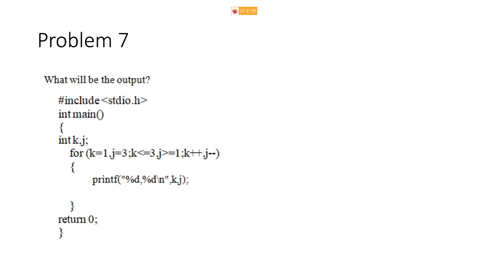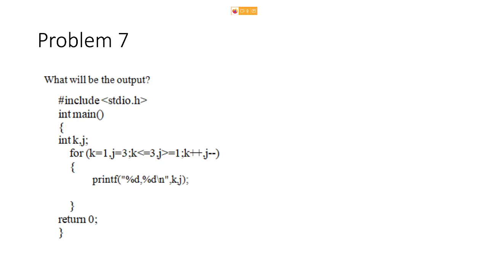I think in first iteration it will print 1 and 3, and in next 2 and 2. I think that's right. What will be in the last one? The last one 3 and 0? 3 and 1. Okay. Any other answers? First, ma'am, 1 and 3, then 2 and 2, and then 3, 1.